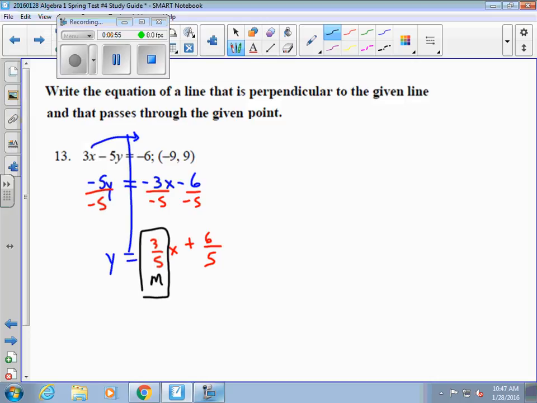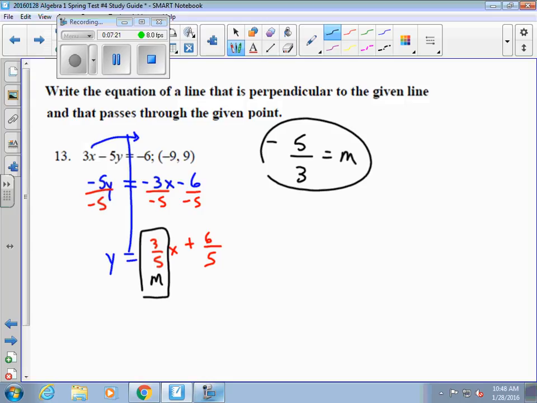Perpendicular lines, negative reciprocal. So for the slope of the perpendicular line, you will flip 3 over 5, and it will become 5 over 3. And positive 3 over 5 will become negative 5 over 3. So the slope of the new line will be negative 5 over 3 since it's perpendicular. Again, it tells you to write the equation. It doesn't tell you what form to put it in.